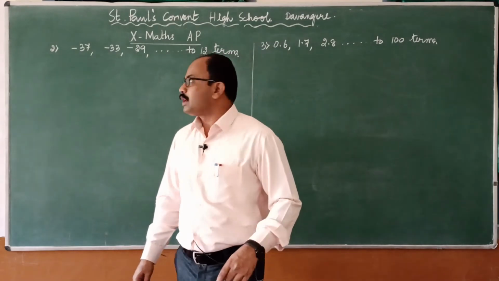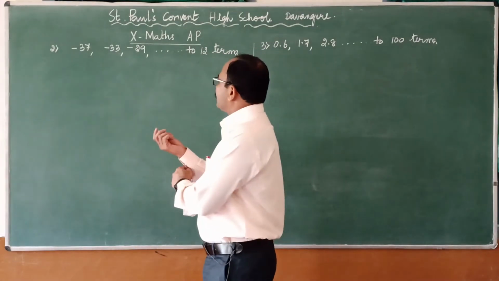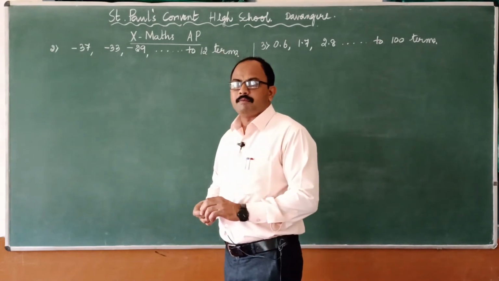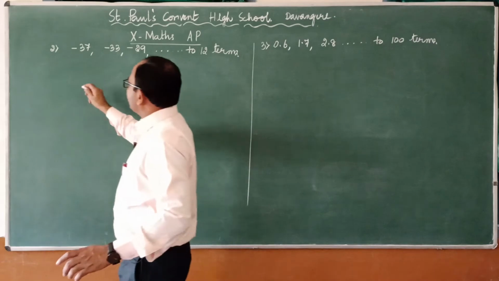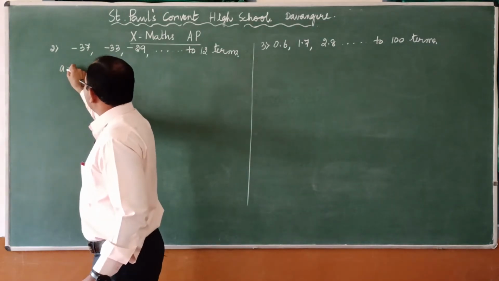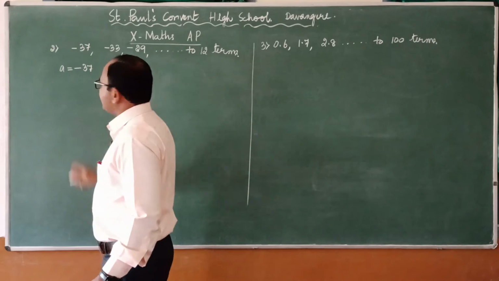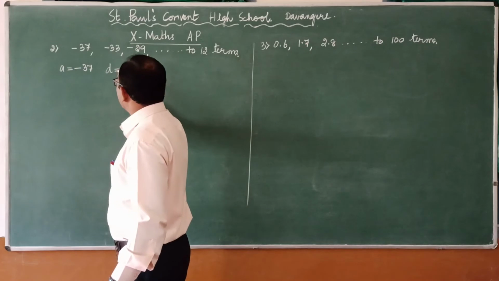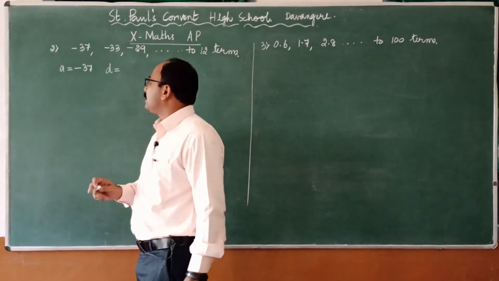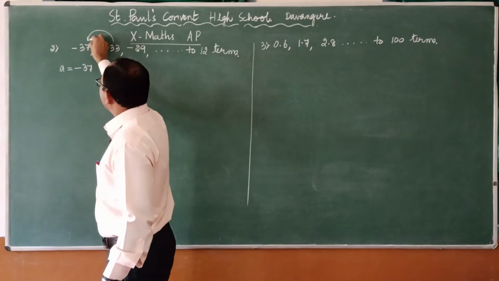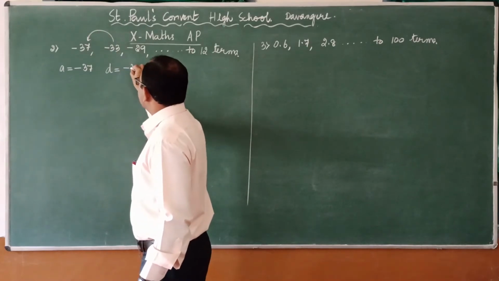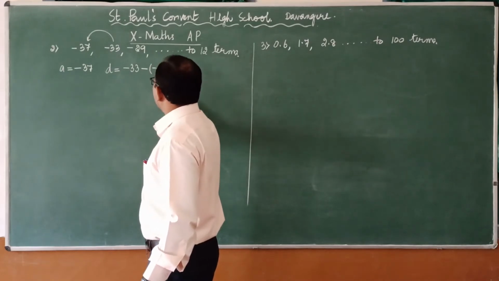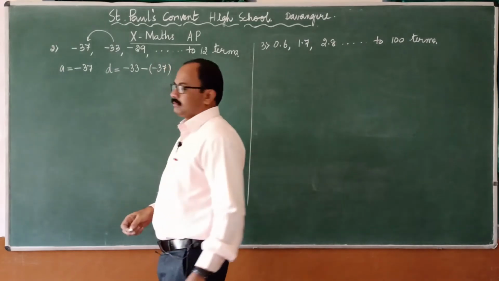Children, we shall continue with the second sum. Find the sum up to 12 terms, which means the sum of 12 terms we need to find out. We know that A is equal to minus 37, children. Then the common difference D is calculated. D is equal to A2 minus A1. Write down the formula, A2 minus A1. Therefore, minus 33. A2 minus A1 is again minus 37.